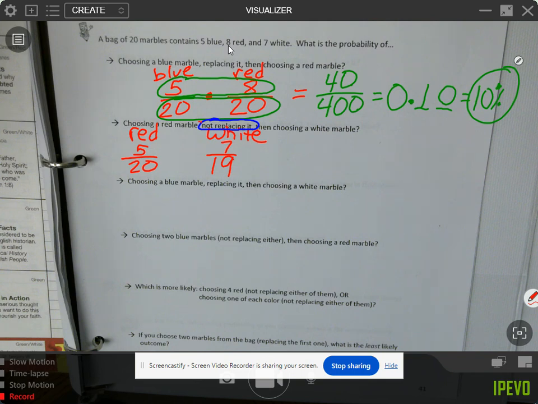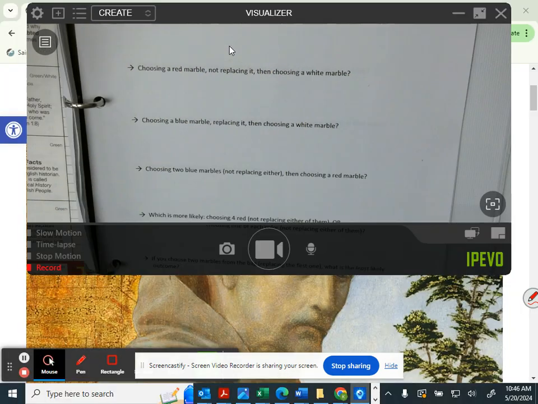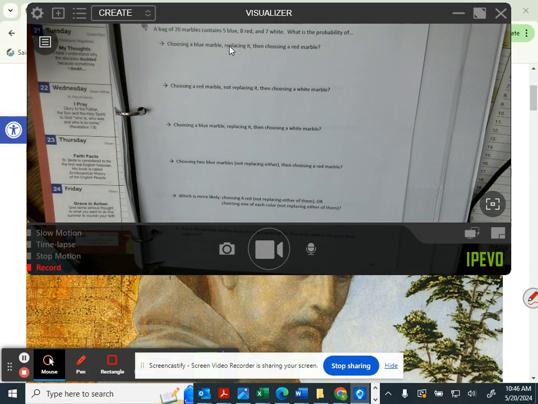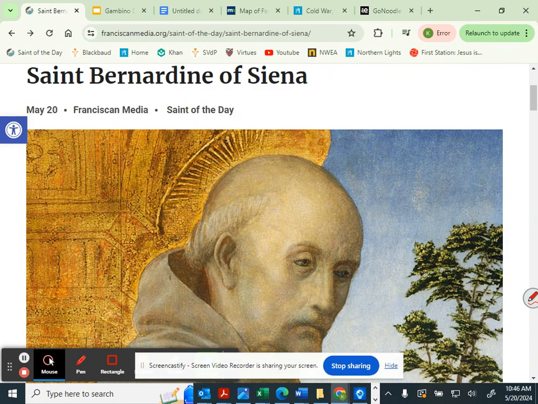Ah, so when we are doing it, what Ava did was she looked at our top outcomes and she went, oh, there's 5 out of 20, so this is 5 out of 20, but she didn't realize that was the blue marbles. So you always have to go back up to the top.